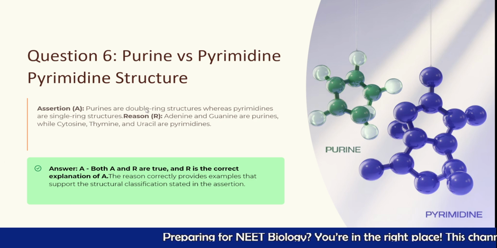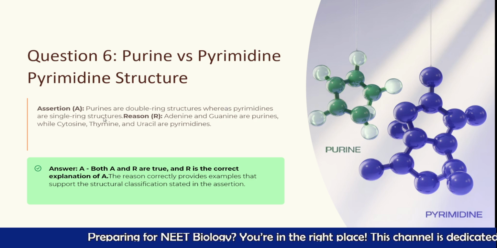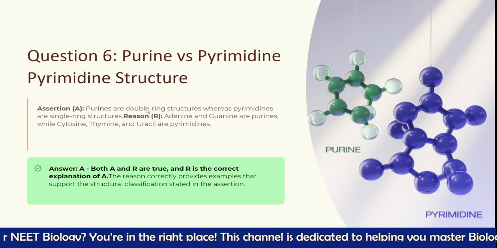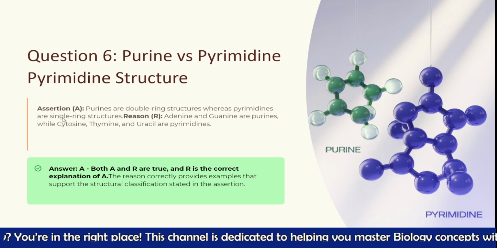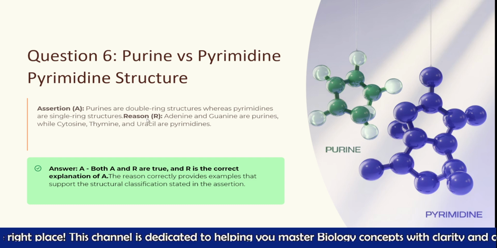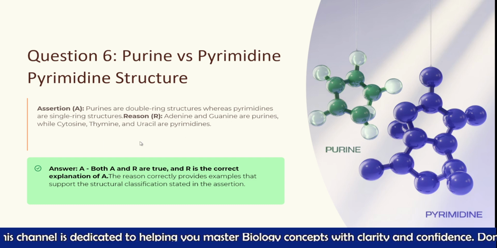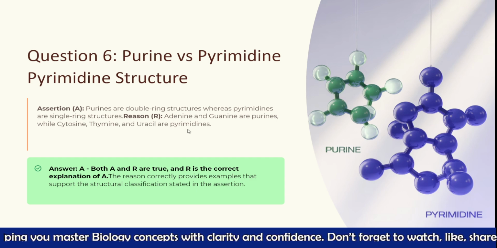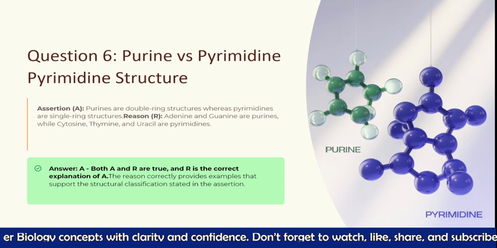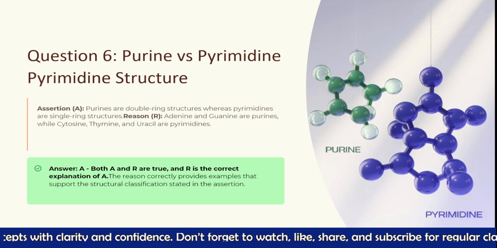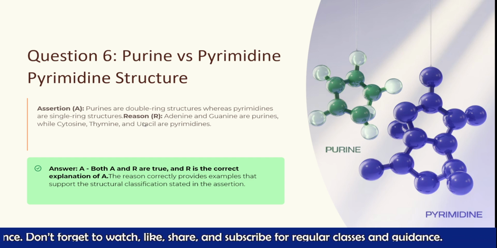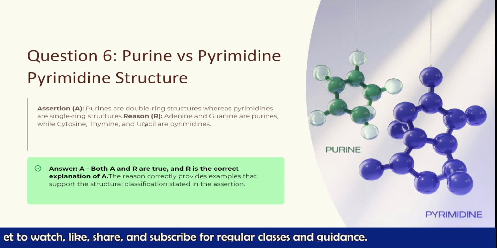One such question is related to purines and pyrimidines. Assertion: purines are double ring structures, whereas pyrimidines are single ring structures. We already know that purines are 9-membered double ring forms, but pyrimidine is a 6-membered single ring. Reason: adenine, guanine are the purines, while cytosine, thymine, uracil are pyrimidines. Is that correct? Yes. So both the statements, assertion and reason, are correct, and the reason is the correct explanation.